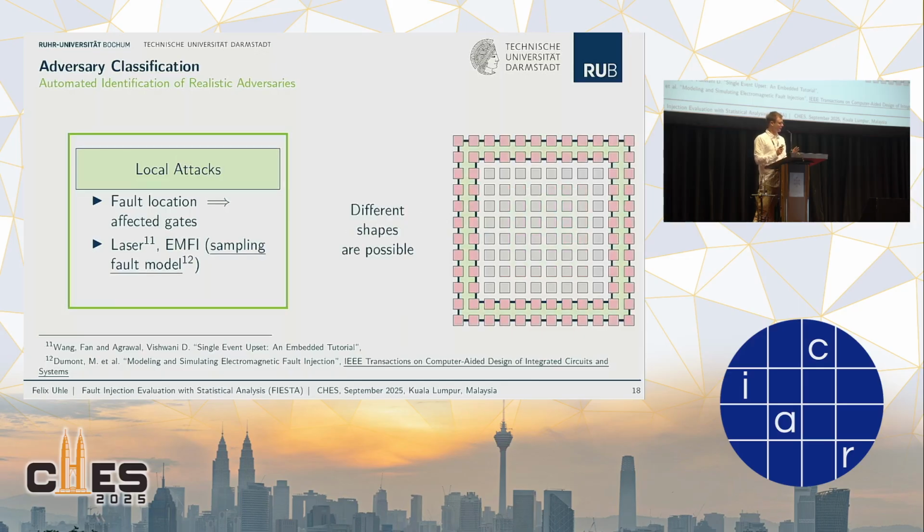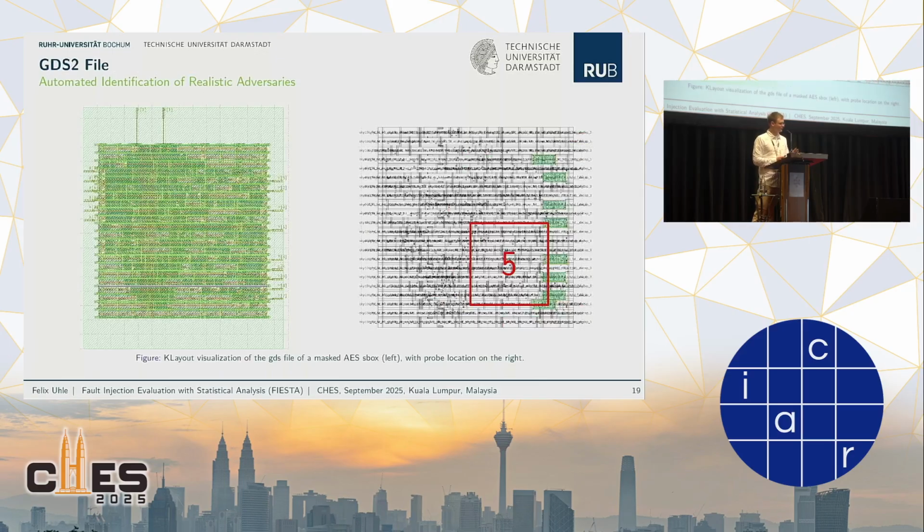So we allow different shapes. This first one, for example, could be assumed for lasers, and this here for electromagnetic fault injection. And here we have a practical example, how it would look when you visualize it on a real GDS2 file, which is a physical representation of a circuit. This here is the masked AES S-box with a few registers, and we have limited our adversary to fault only registers. And this, for example, would be a position where you have an overlap of the shape of the rectangle, which models the adversary, with 5 registers.